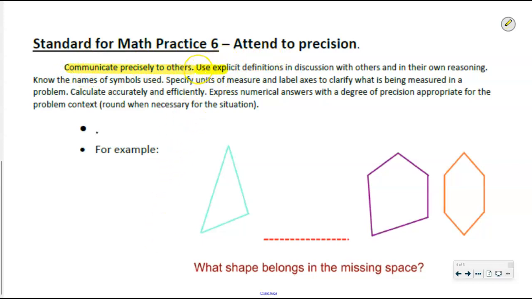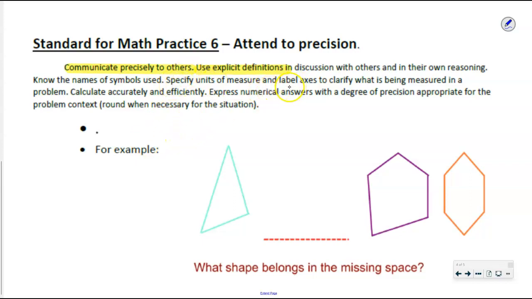We have to use explicit definitions in discussion with others and in our own reasoning. Know the names of symbols used. So what's the difference between each of those? Obviously, you could say one of them's greater than, one of them's less than. Which one is which, right? So knowing the names of the symbols so that we can communicate precisely. It's also about, at the end of a problem, specifying the units of measure. It might be 8. 8 what? 8 meters or 8 meters per second, right? So we do need to specify the units of measure.